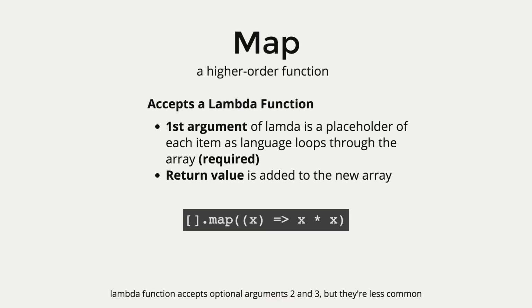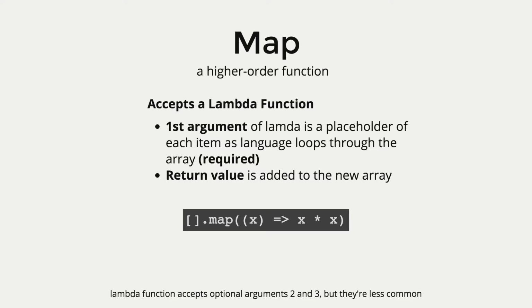An anonymous one that's typically passed in as an argument to a higher order function or returned. Okay? So a map accepts a lambda function, and the first argument of that lambda function is the placeholder of each item as the language loops through the array, right? Whatever you return from that lambda becomes the values at each spot in the new array.